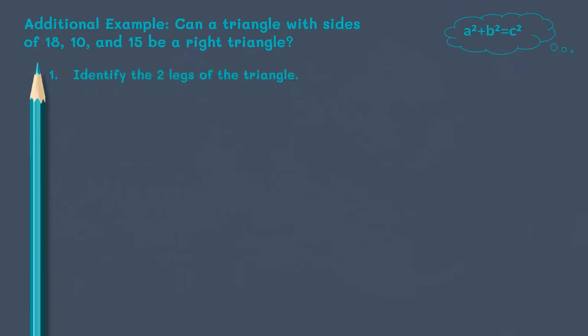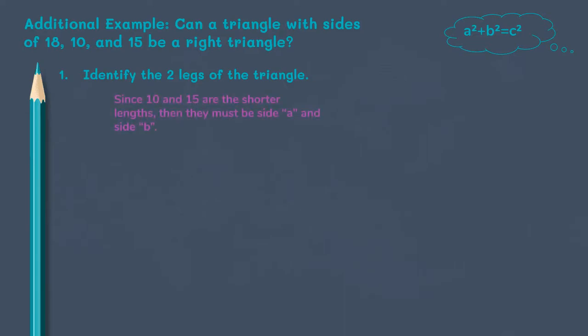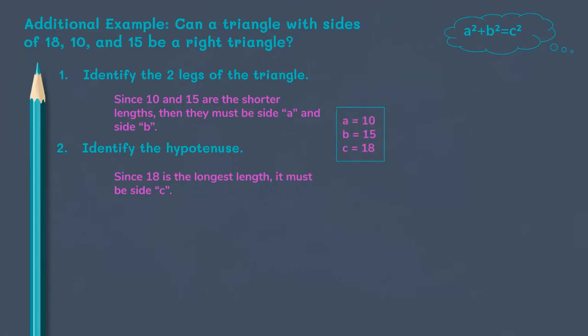Same steps. We're going to identify the two legs first. Remember, those are going to be the two shortest lengths. So the 10 and the 15, those are both less than 18. So that 10 and 15 are going to be our sides a and b. And then when we look at the hypotenuse, the number we have left over is 18, and it is the longest length, the biggest number. So it's got to be our side c. So now we have a is 10, b is 15, and c is 18. Now we're just going to start working out the problem to see if it checks out.